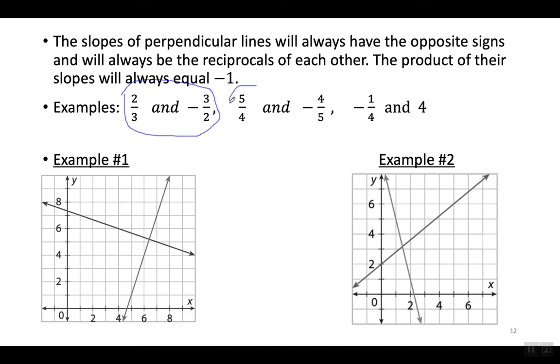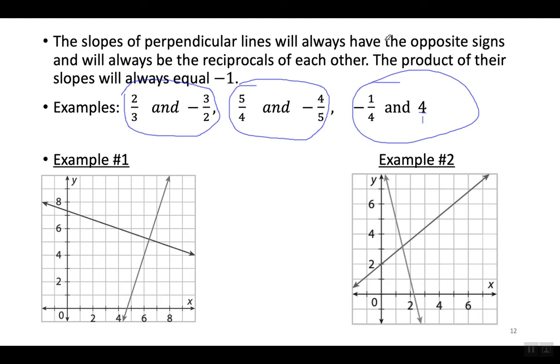Okay, so look at this one, same thing. If one of them is positive, the other one has to be negative. And they both got to be the reciprocal of each other. Same thing here. If one of them is negative, the other one has to be positive. If this one's 1 over 4, then this one's 4 over 1. But when you simplify 4 over 1, you get 4.